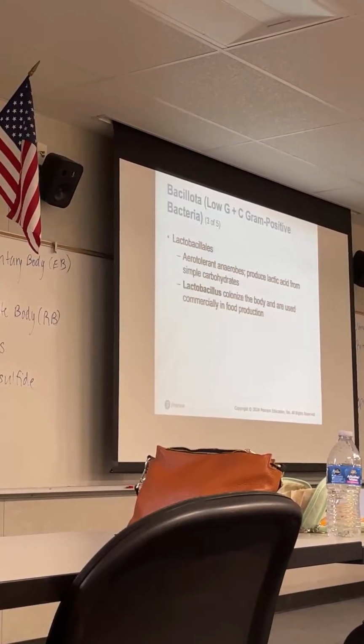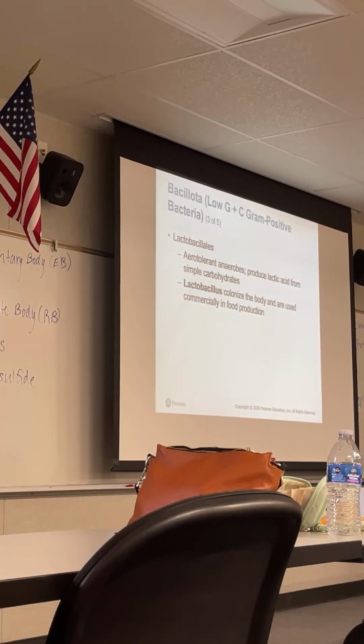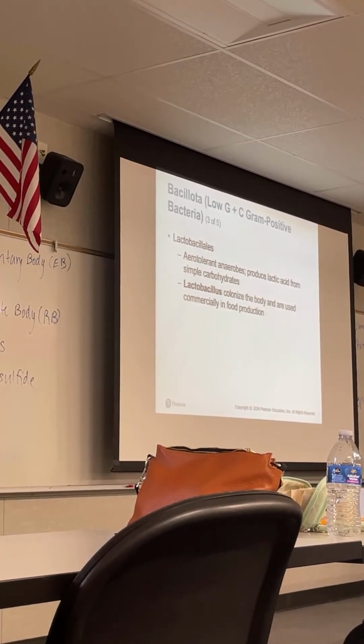All right. Now, still in this same class, we're looking at this particular order here, the Lactobacillus. This one is going to be aerotolerant anaerobes. What does that mean? They tolerate oxygen. They prefer to grow in the absence of oxygen. They're not going to use it, but they'll tolerate it. These guys make lactic acid from simple carbohydrates. That's a pretty cool process.